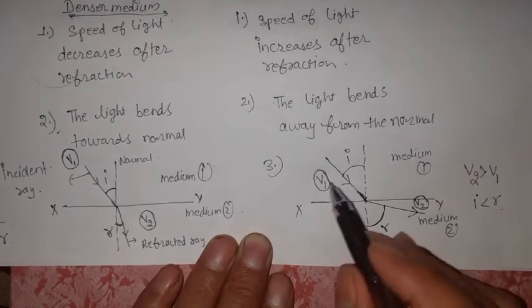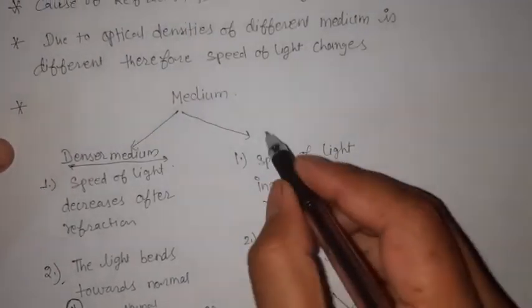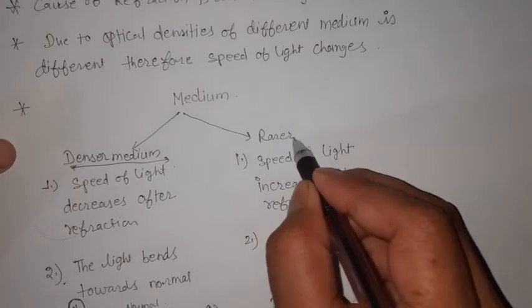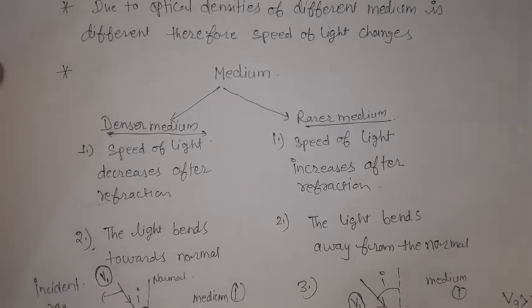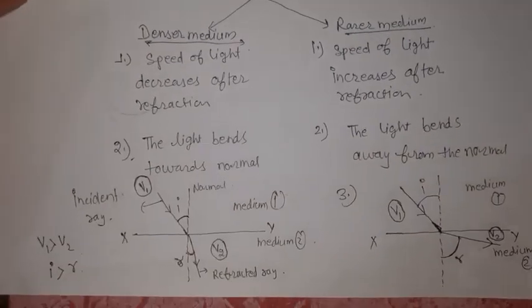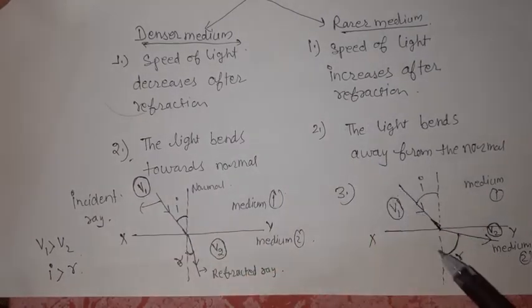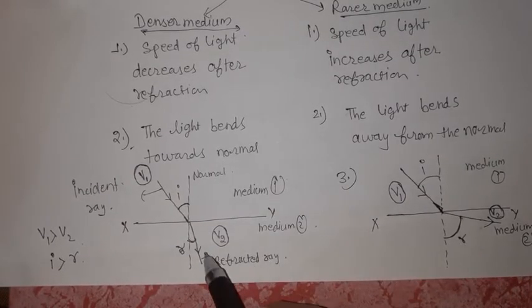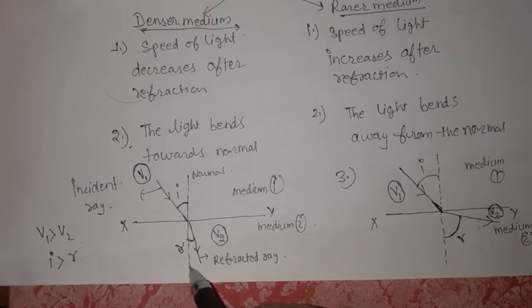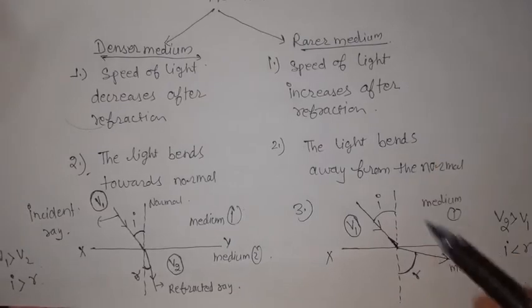Such a medium, in which the light bends away from the normal, we are going to call a rarer medium. So we come to know about two types of medium: rarer and denser. With the help of the diagram we can understand them. Bending toward the normal means denser, and bending away from the normal means rarer.